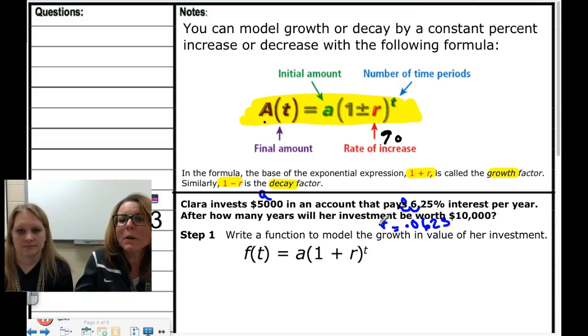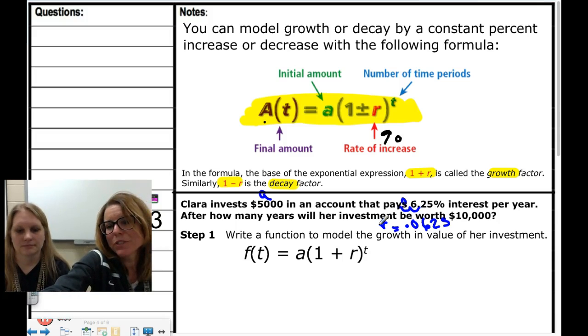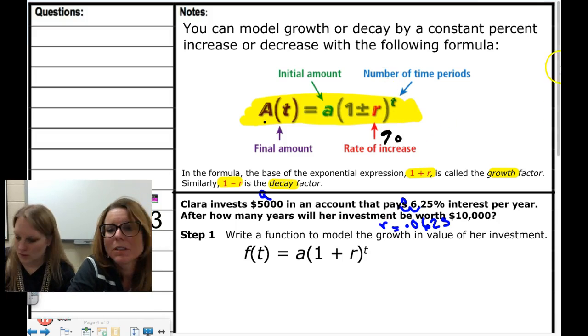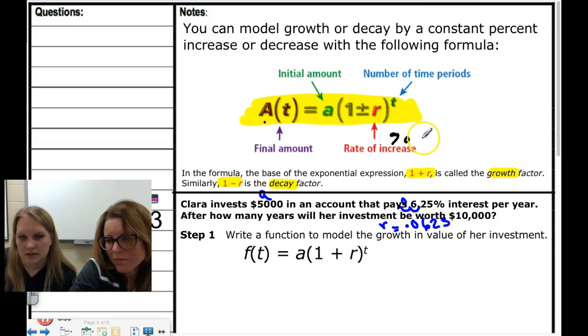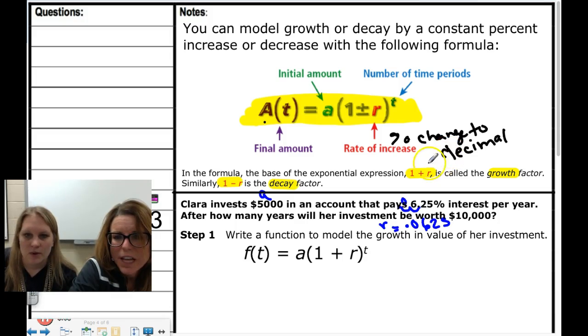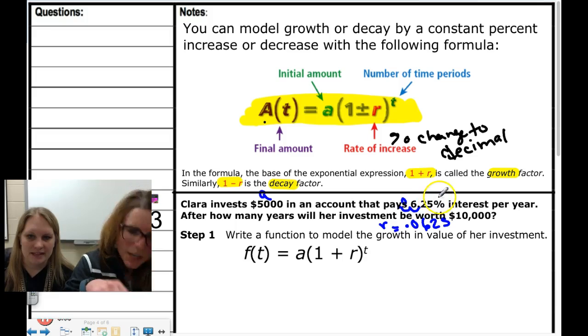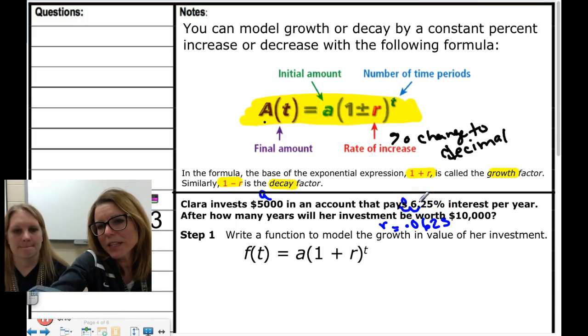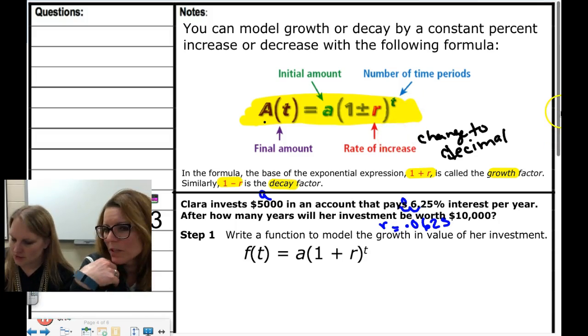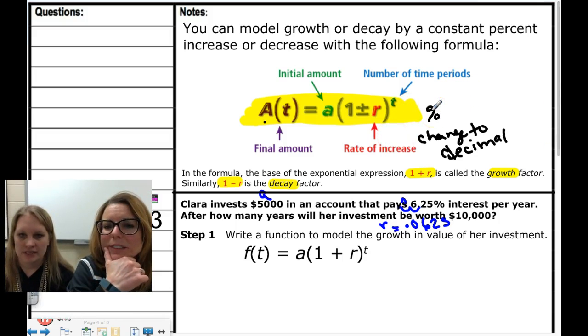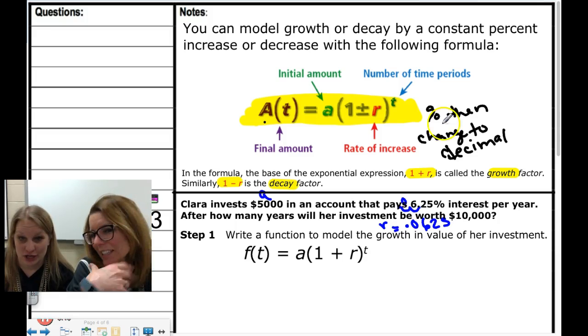You might want to write, where you have this percent that we're going to change to a decimal, I'm going to erase that percent. You might say there's already a decimal in there, but you might want to write percent, then change to decimal, because otherwise they might interpret that as percent change to decimal.